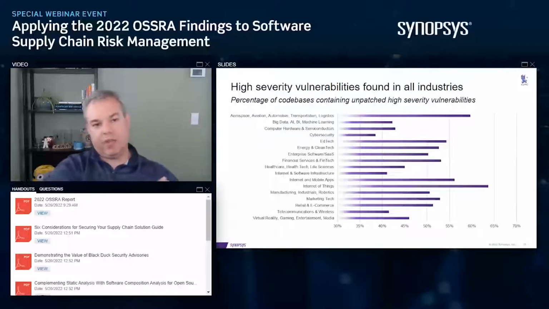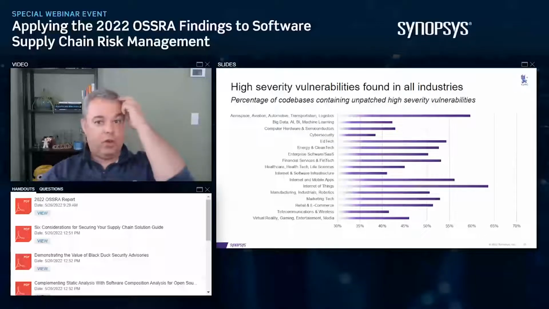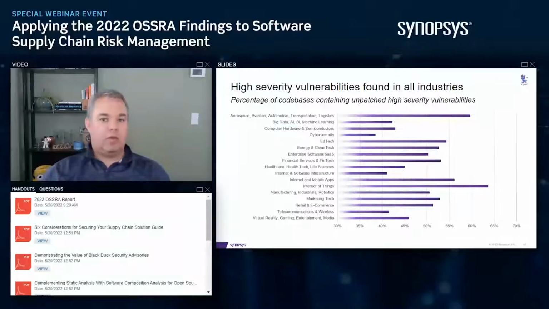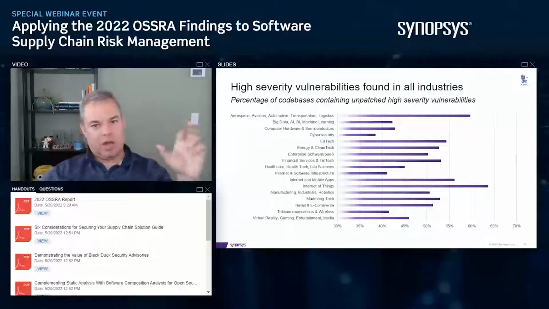That's the licensing side of the equation. Then there's the security side of the equation. And if we look at unpatched high severity vulnerabilities, we see that all the industries are represented. Kind of good that cybersecurity has the shortest bar on this particular chart.